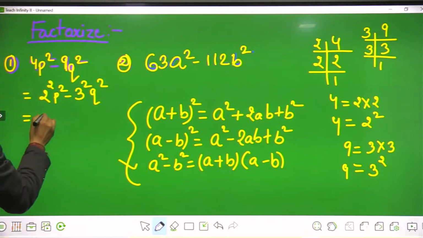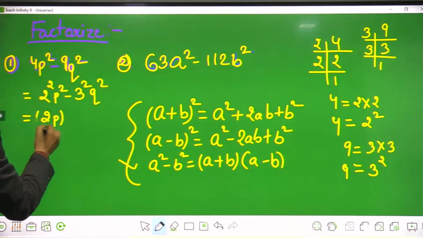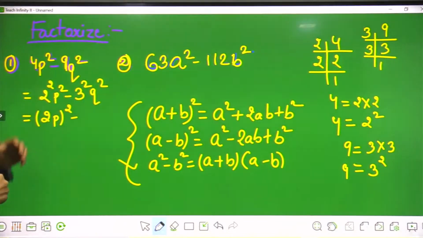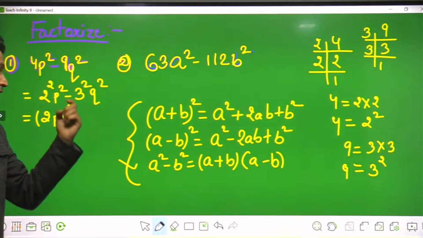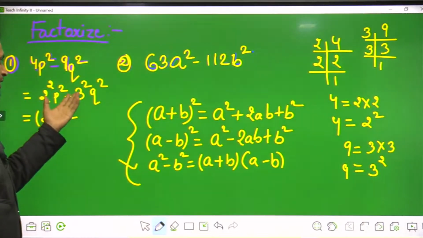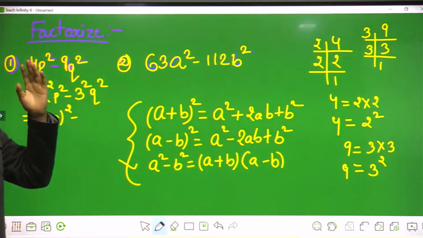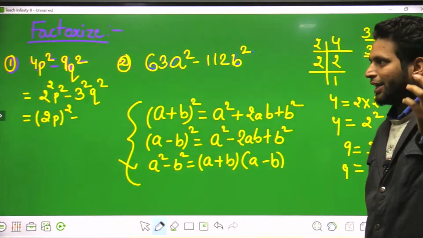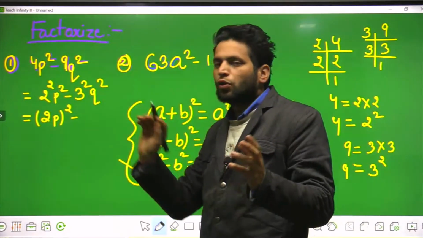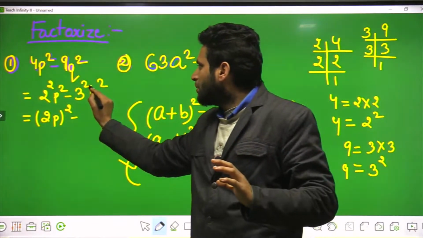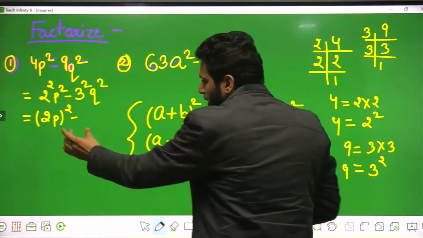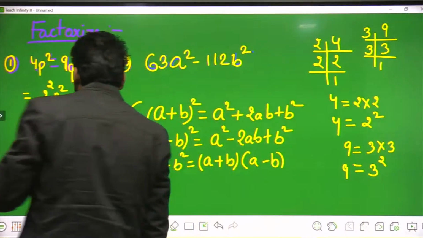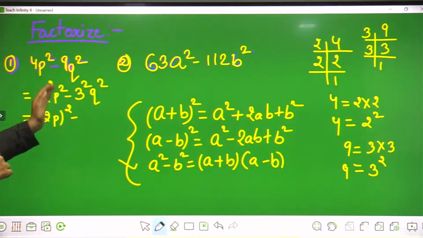So we will write 2p whole square, minus sign, it will become as it is, just like that we can write 3q whole square, because 3 is a square and q is also a square. Listen one thing, beta, most students make the mistake that if their exponents are not equal, it means you can see these powers are not equal, so we don't write them together like this.